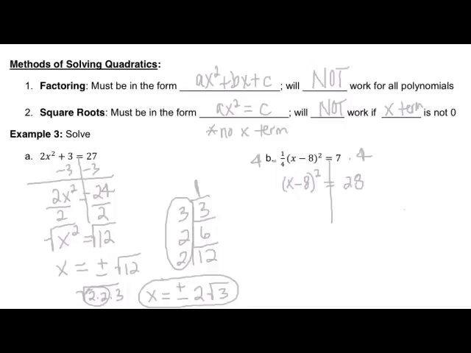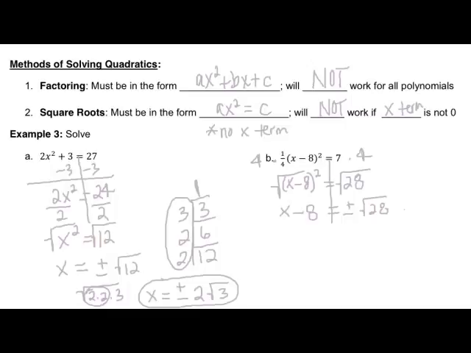Now notice in our parentheses it is squared. So next we want to get rid of that square because that's what's on the outside of our equation. So we're going to take the square root of both sides. Again, that's going to get rid of our square for us. So we're just left with x minus 8 equals plus or minus the square root of 28.